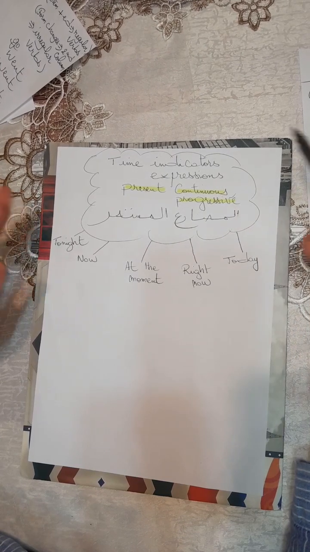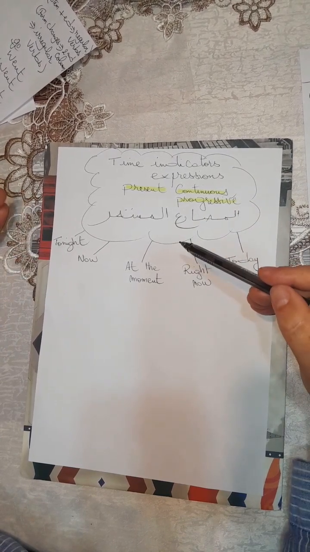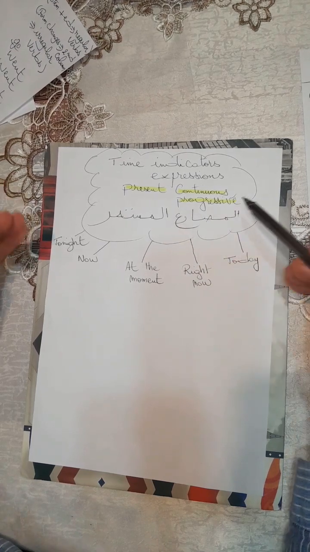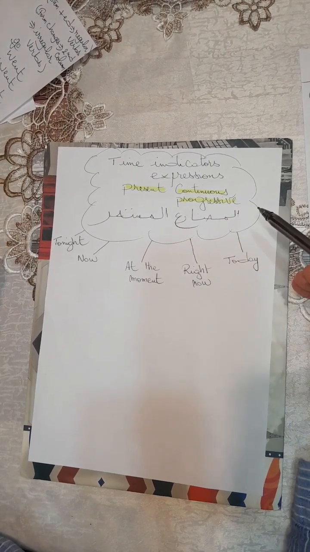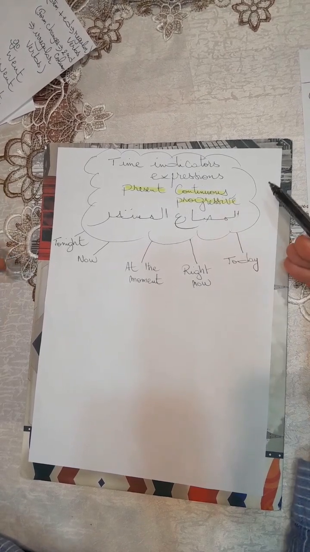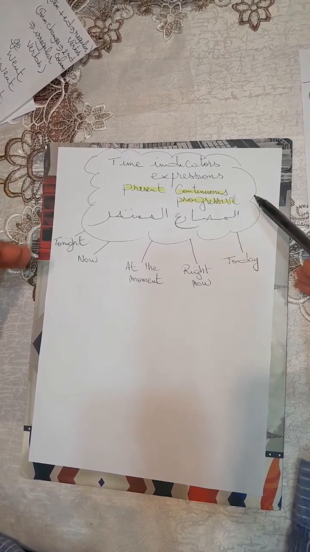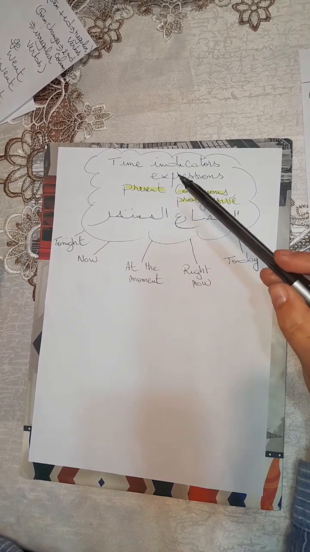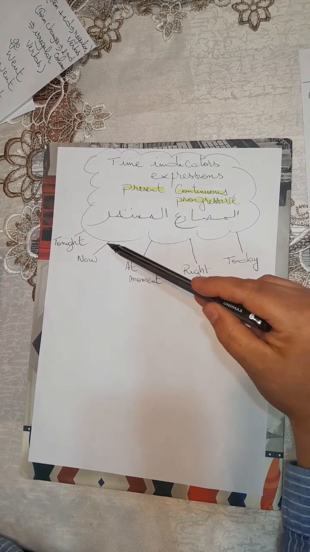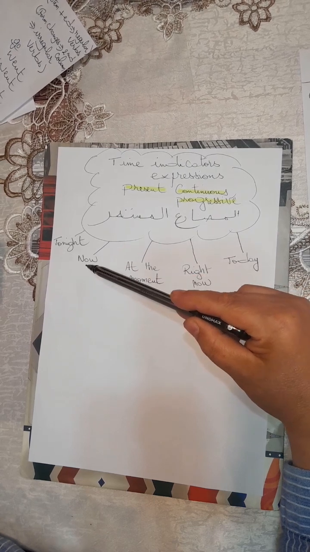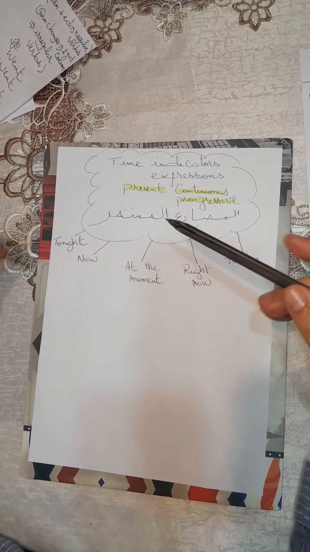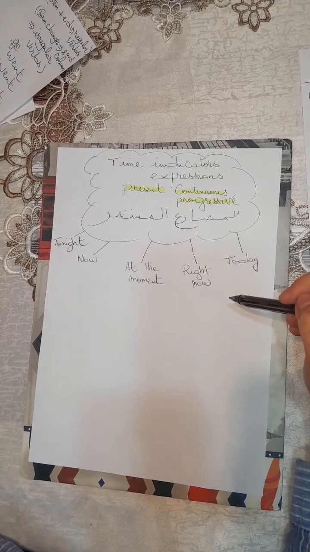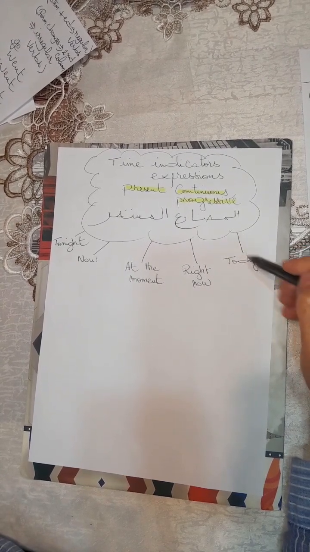The time indicators or expressions that we use with the present continuous or progressive: tonight, now, at the moment, right now, and today.